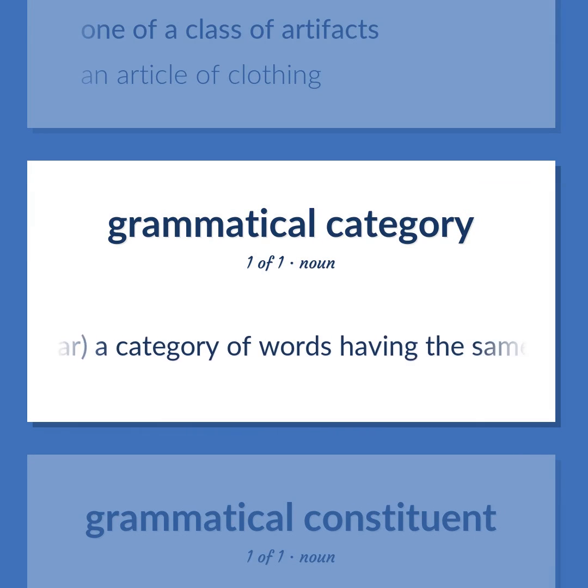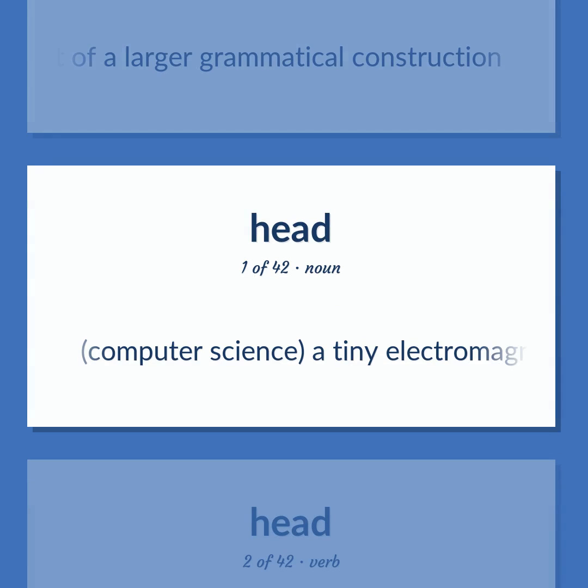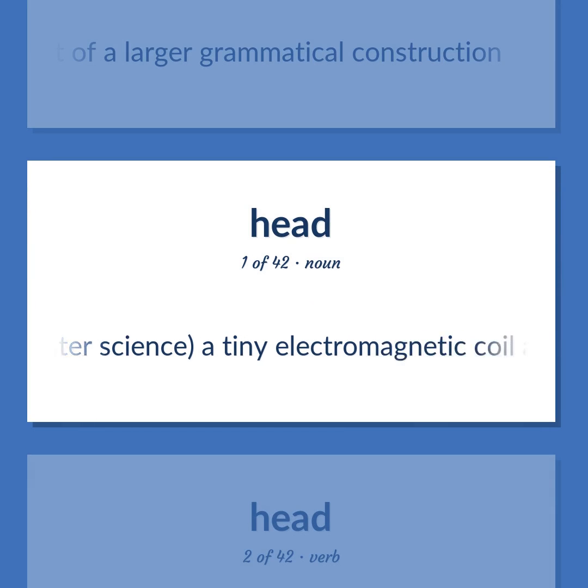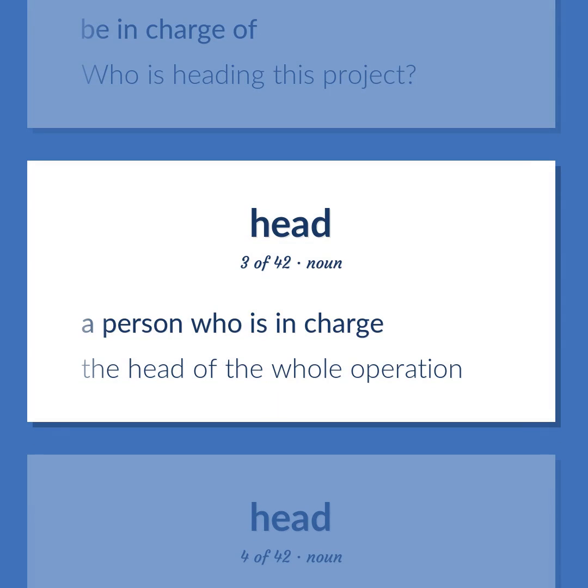Grammar. A category of words having the same grammatical properties. Grammar. A word or phrase or clause forming part of a larger grammatical construction. Computer science. A tiny electromagnetic coil and metal pole used to write and read magnetic patterns on a disk. Be in charge of. Who is heading this project? A person who is in charge. The head of the whole operation.